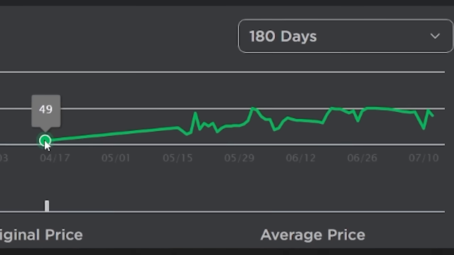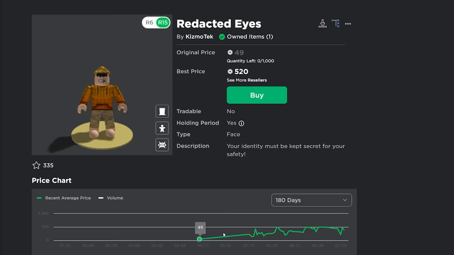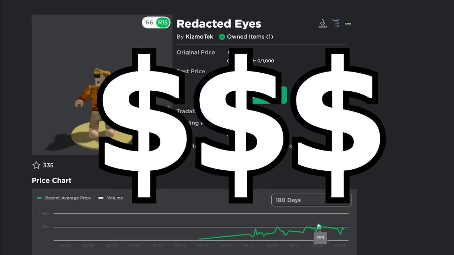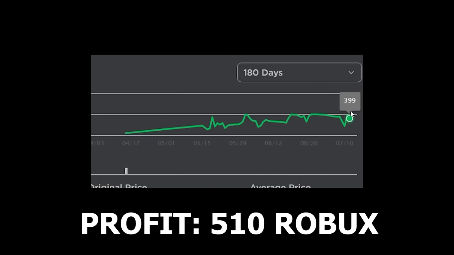Oh, okay. Not bad. We bought it for 49 Robux, and it has got up to, like, almost 400. I would say that this is a success, you know? This is not bad. We made a lot. So far, it's looking like we have about 500 Robux of profit.